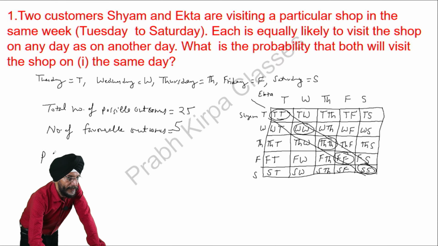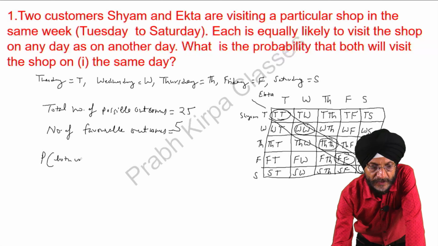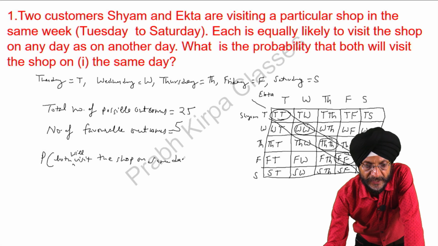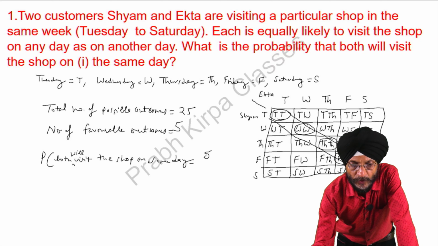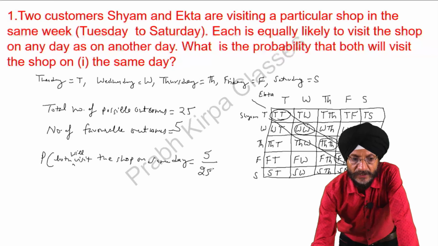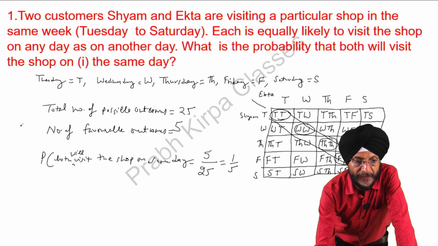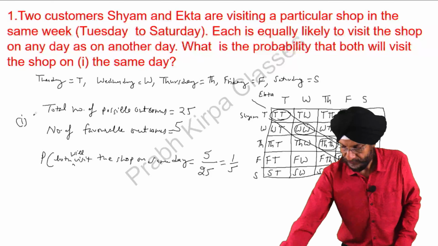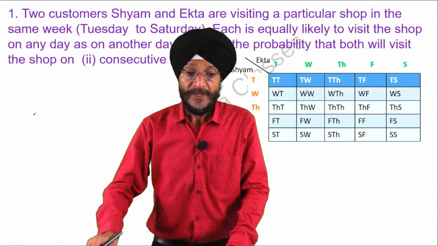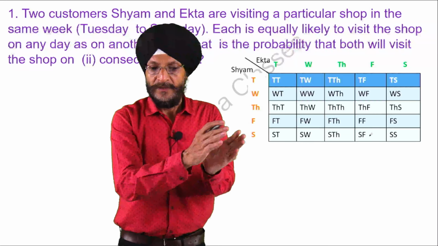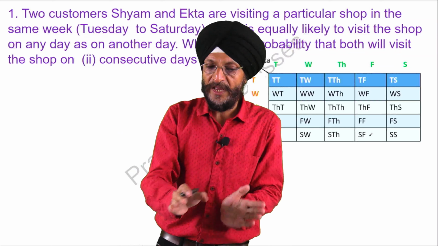So the probability that both will visit the shop on the same day is equal to the number of favorable outcomes divided by the total number of possible outcomes. So it is 1 over 5. So we have been able to solve the first part. Now we come to the second part. Here we have drawn this table from the earlier part which we have already solved.